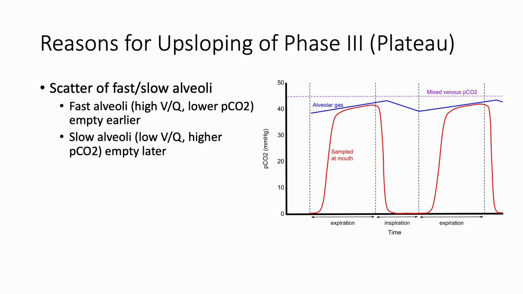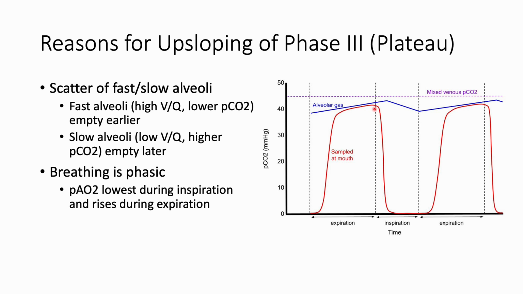There are two reasons why phase 3 of the capnograph is upsloping. As we've just explained, the first reason relates to heterogeneity of time constants. That fast alveoli with a high VQ ratio empty before slow alveoli with a low VQ ratio. The second reason is something that we've been completely ignoring up until this point in all of the lung models that we've used. That's the fact that ventilation is phasic, that there's an inspiratory phase and an expiratory phase.